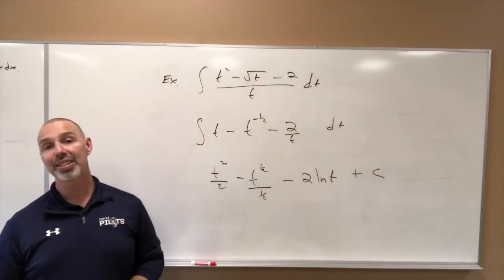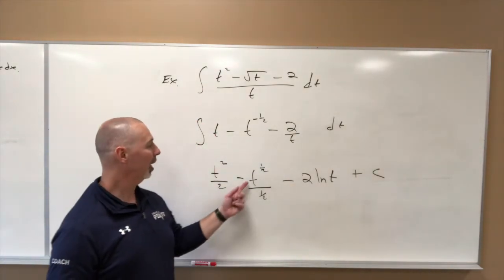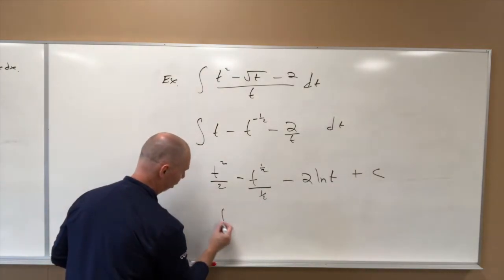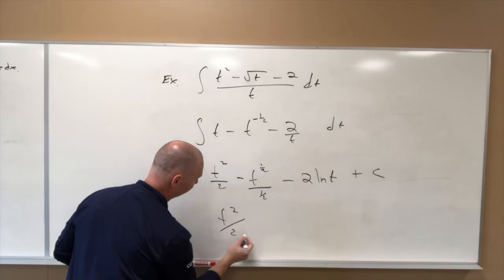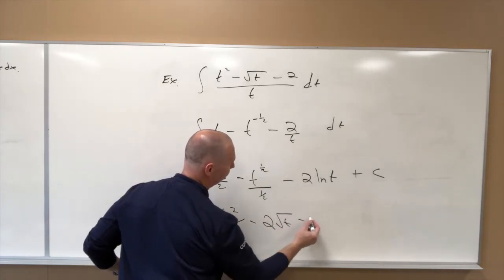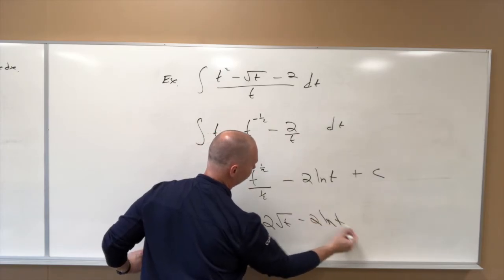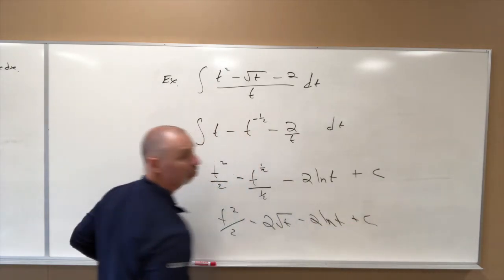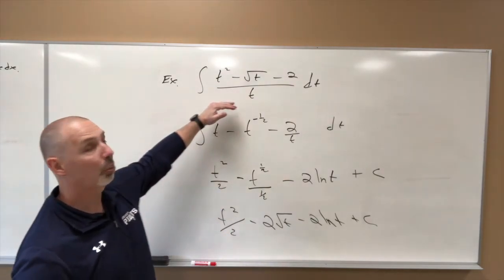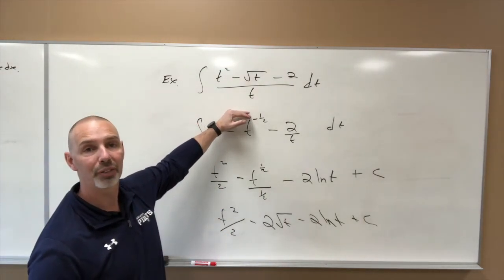And the only thing we're going to simplify here is that here we have a t to the 1/2 over 1/2, that's going to become t squared over 2 minus 2 square root of t minus 2 natural log of t plus c. Okay? But the key to this, again, is making sure that when you see something like this, you simplify it first.